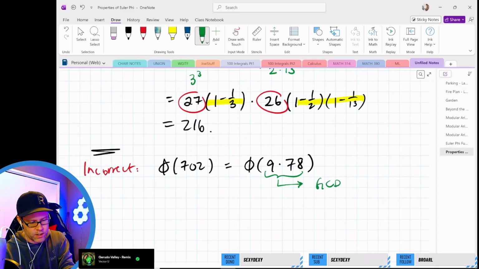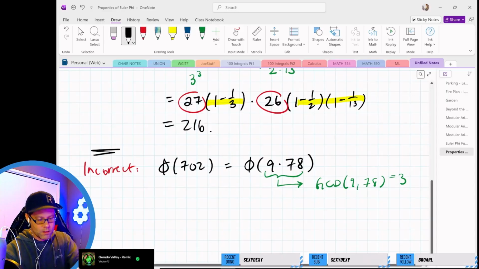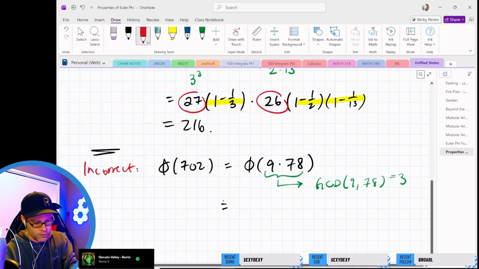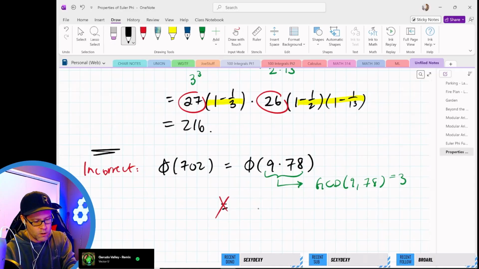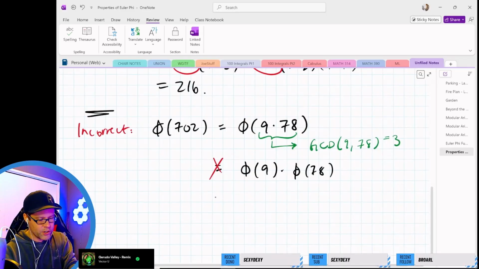So notice here that the GCD of 9 and 78 is 3. 78 is not divisible by 9, right? It's just 3. So the GCD here is 3. So this part here is the incorrect part, just so you know. This is the incorrect part, but we're just going to see what goes wrong. So if I try to utilize this procedure that we just saw, we would get something like, okay, well, now I know 9 only has 3's in it, 1 minus a third.